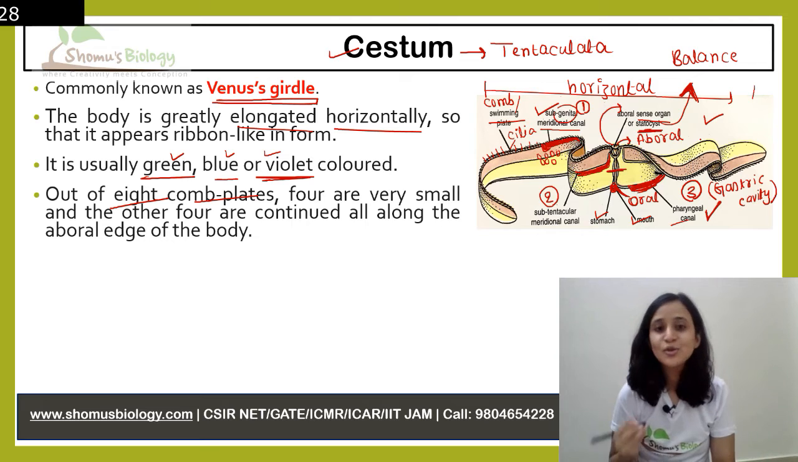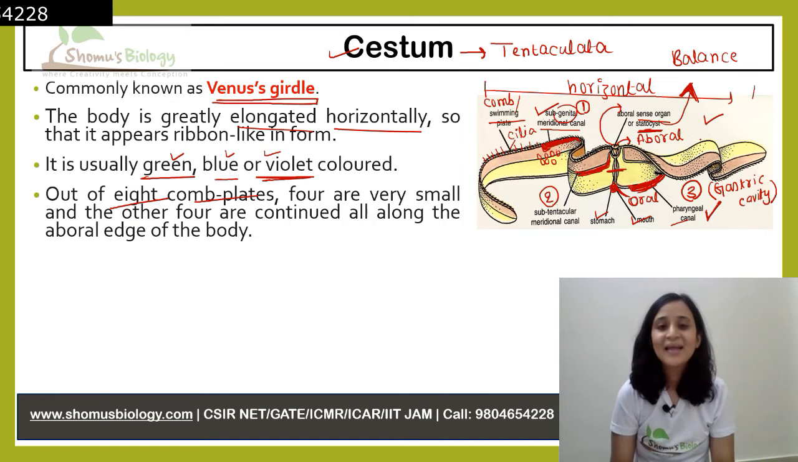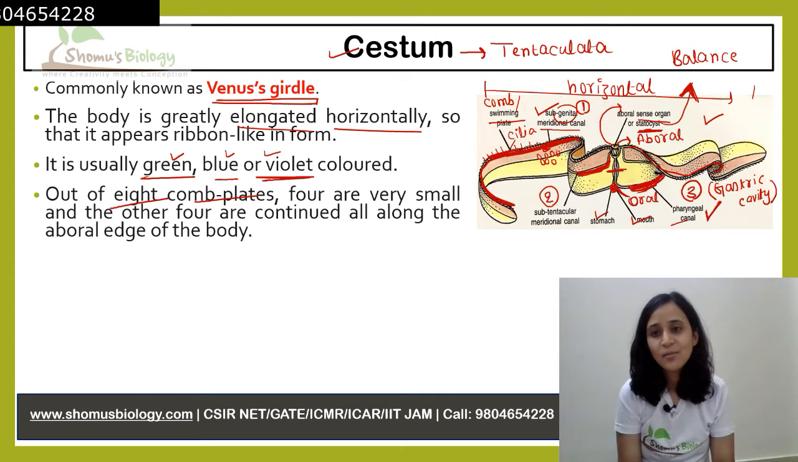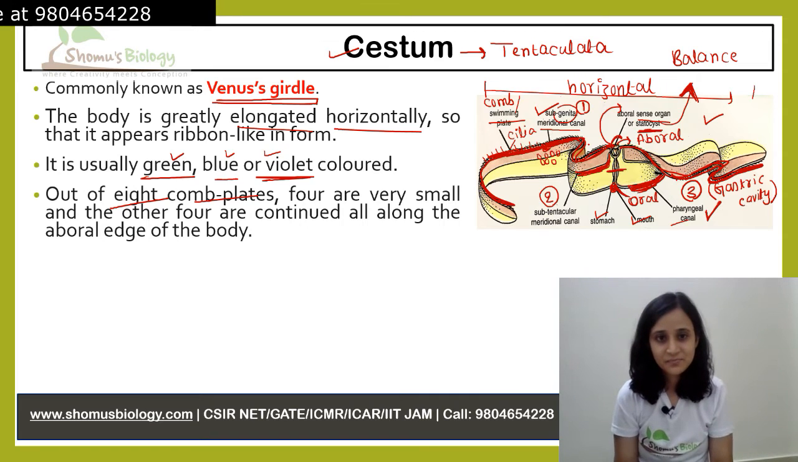And other than those small costae, they also have 4 long costae, and those costae are along the aboral edge of the body. So you can find this costa all along the body, right? All along the aboral edge of the body, because this is the aboral part, and in this part you will get these 4 long costae.